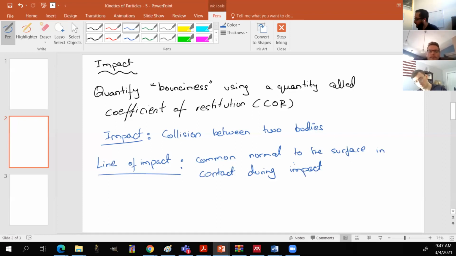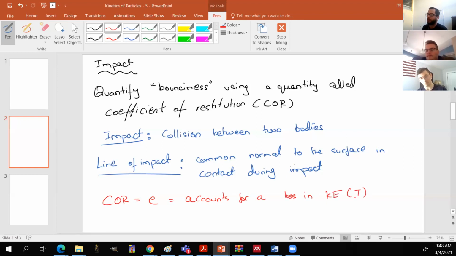And all this bounciness that's doing, as we said, right? So this COR, it's also referred to with the variable small e. All it does is that it accounts for the loss in kinetic energy that happens due to the deformation of the bodies as they hit each other, right? So all this is doing is accounting for a loss in your kinetic energy, or if you guys like the symbol, we were using symbol T like that.